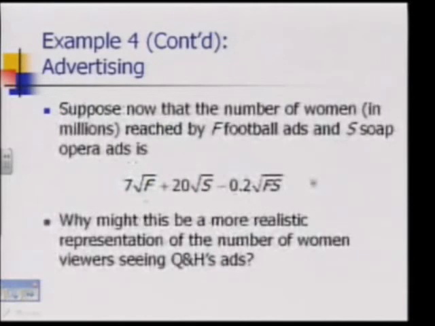Okay, so now let's do some modification here. Suppose now that the number of women, in units of millions, reached by F football ads and S soap opera ads will be modeled by this: 7 square root of F plus 20 square root of S minus 0.2 square root of FS. But why do we want to subtract out this 0.2 term?